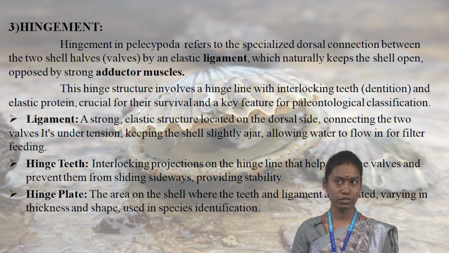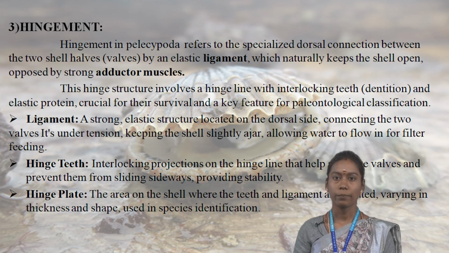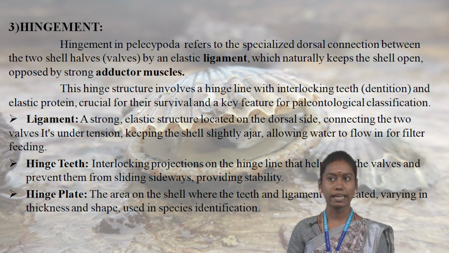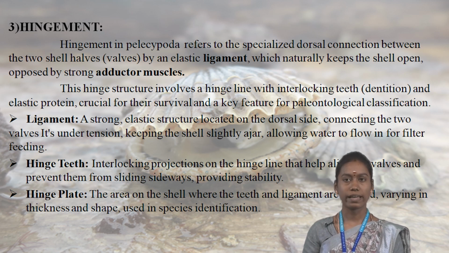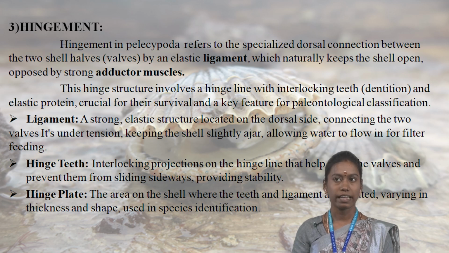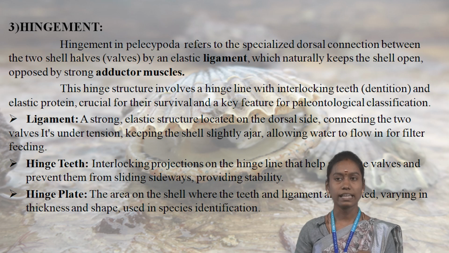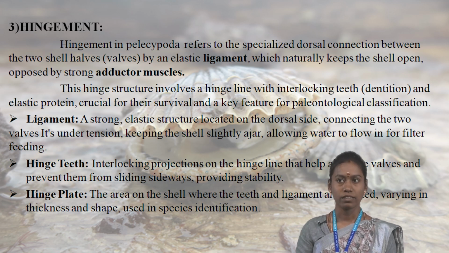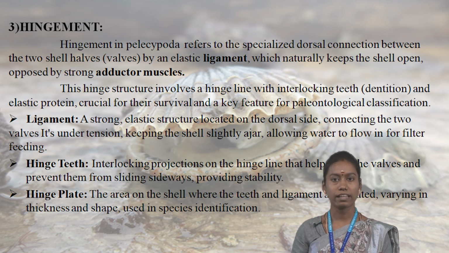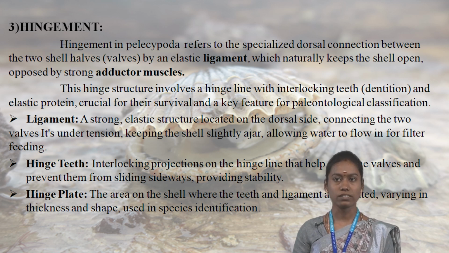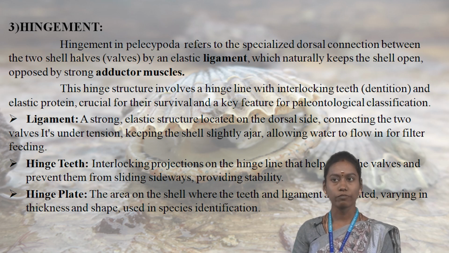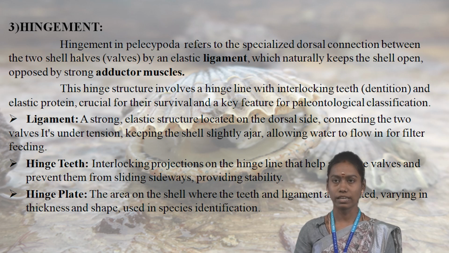Hingement in Pelecypoda refers to a specialized dorsal connection between the two shell walls by an elastic ligament, which naturally keeps the shell open, opposed by the strong adductor muscles. Hingement only helps the shells to open and close. This hinge structure involves a hinge line with interlocking teeth. In paleontology, we call the teeth arrangement dentition, and the elastic protein. They are crucial for their survival and are a key feature for paleontological classification.